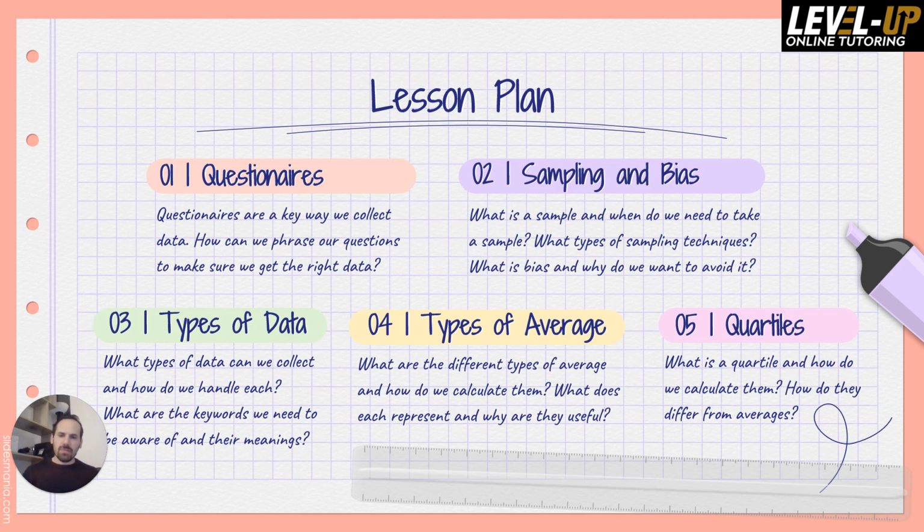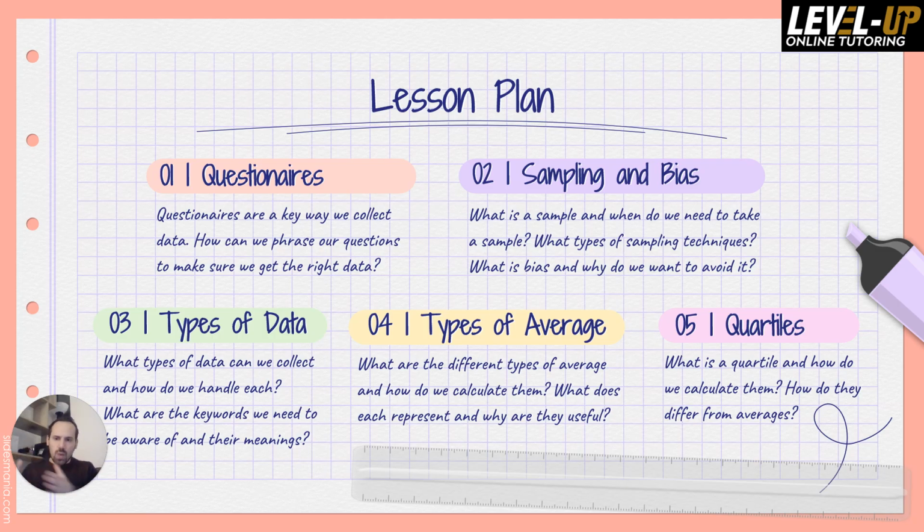Then we're going to look at different types of data, certain things we might want to be looking at when we're studying a particular thing. We're going to look at different types of average, which is how we deal with numerical data and get numbers that represent the overall data set. And we're going to look at quartiles as well, which is more about distributions of data.